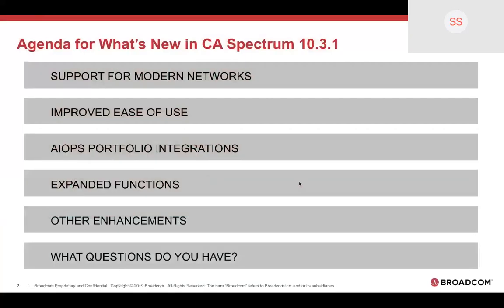So here is the agenda of today's webcast. We have divided all the enhancements, new features, and capabilities into different themes. We start with our modern network technologies, the new capabilities and features which we added. Apart from that, from the ease of use theme perspective, we added new things into 10.3.1. From the portfolio integrations perspective, I'll talk about the two integrations we strengthened with respect to the new capability in terms of Spectrum integrations as well as the APM SaaS.